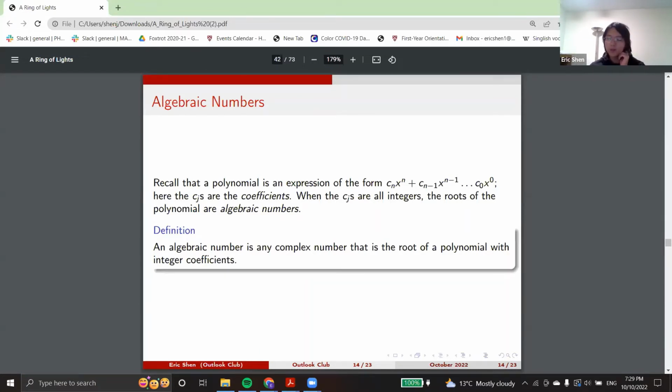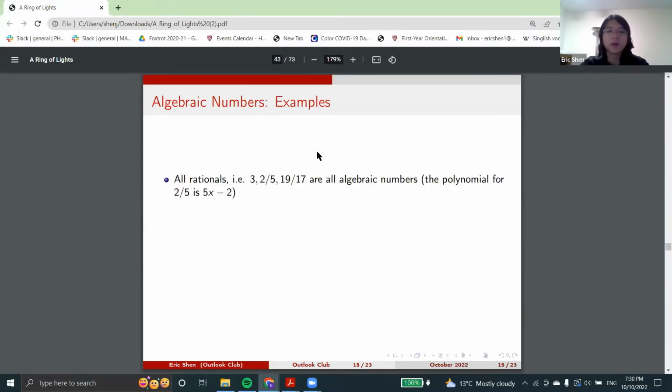So any integer is also an algebraic number. What about a rational, let's say 3 over 2? Well, x minus 3 over 2 is not quite an integer polynomial. That's a rational polynomial, because 3 over 2 is not an integer. What about 2x minus 3? Well, 2 times 3 over 2 is equal to 3, so that minus 3 is equal to 0. Great, so it's an algebraic number. So in fact, every single rational number is an algebraic number.